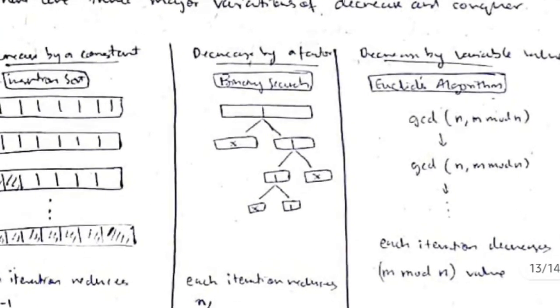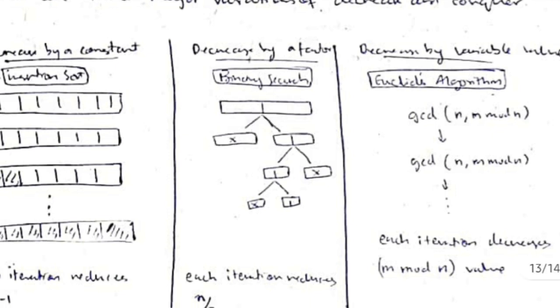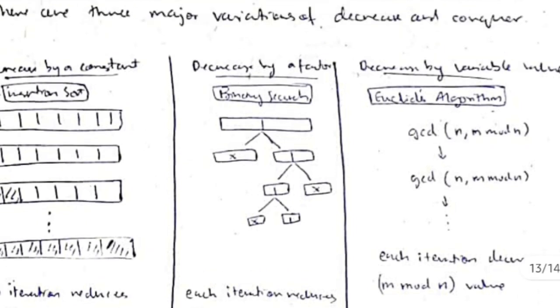Second one is decrease by a factor. In binary search, if you consider, we are dividing the array into two parts, so the factor is divided by 2. For each iteration it gets divided to n by 2, so it's decreased by a factor. Third one is decrease by a variable.